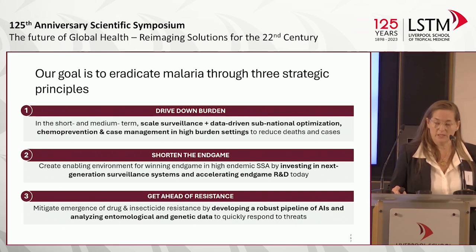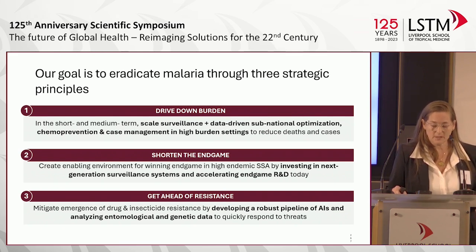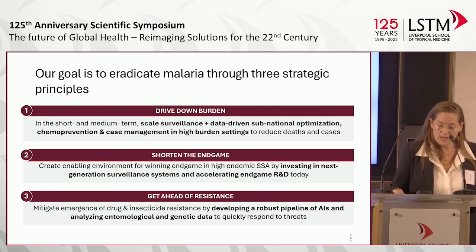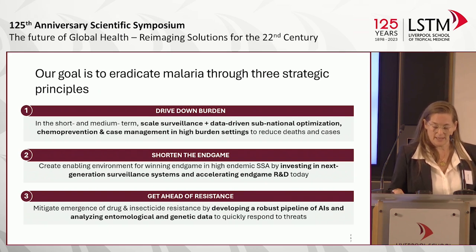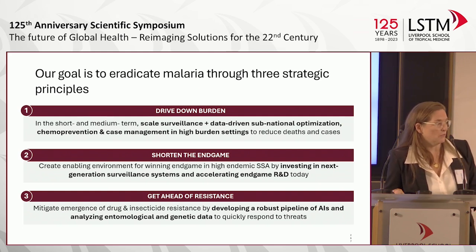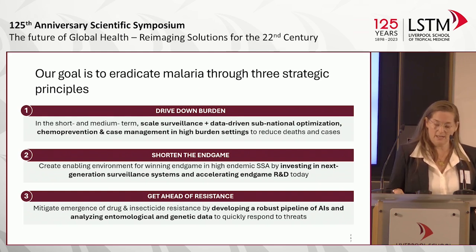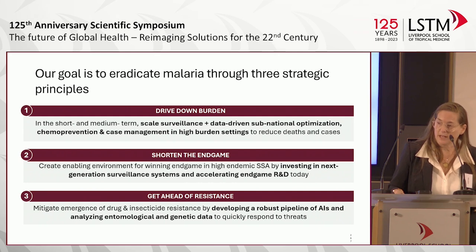The first one is to drive down the burden. The second one is to shorten the end game by creating an enabling environment for eradication. And the third one is to get ahead of resistance so that we can mitigate the effects and threats of resistance. The budget for the malaria team at the Gates Foundation is over $350 million a year, and over 50% of that is spent on research and development.